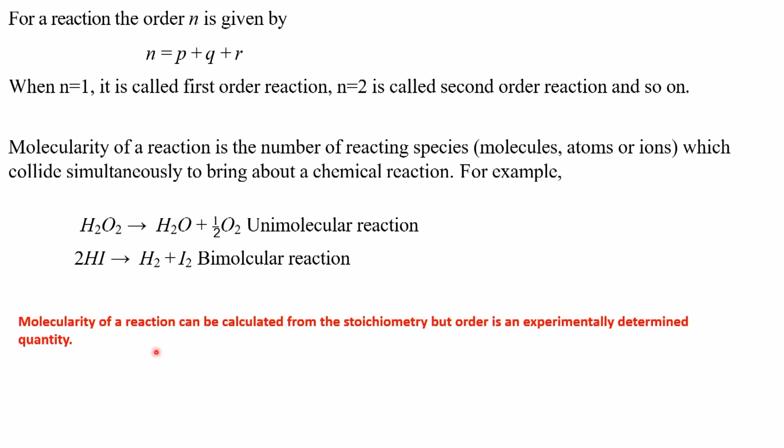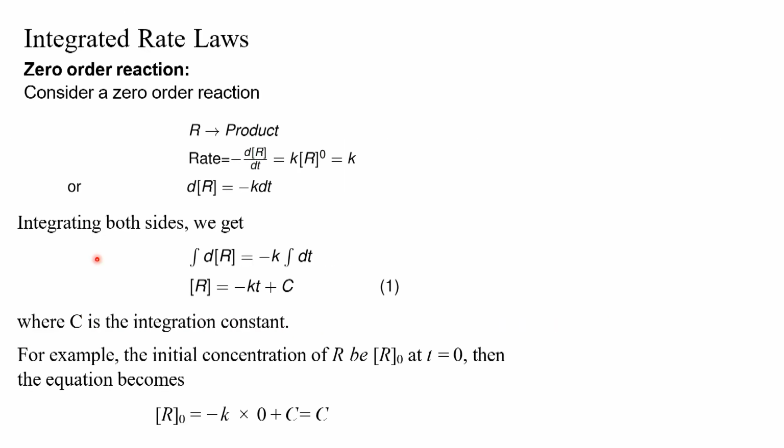So the molecularity of a reaction can be calculated from the stoichiometry, but order is an experimentally determined quantity. From the stoichiometry, you cannot predict the order of the reaction. So order is an experimentally determined quantity.